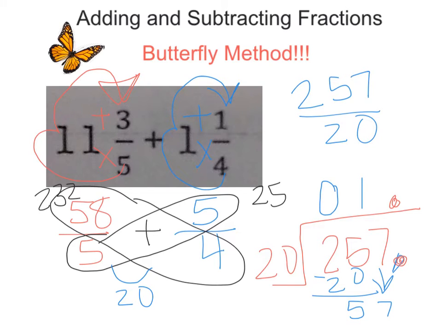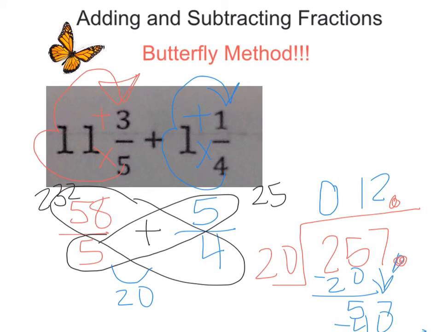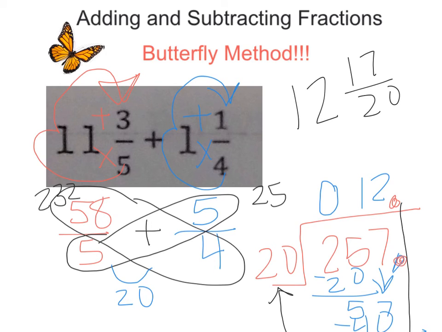20 can go into 57 2 times. 2 times 20 is 40, and when we subtract, we're left with 17. Since we are not looking for a decimal answer, we can stop dividing there. Our final answer will be 12 and 17 out of 20. Remember to check and see if you can reduce your fraction. In this case, we cannot, so this will be our final answer.